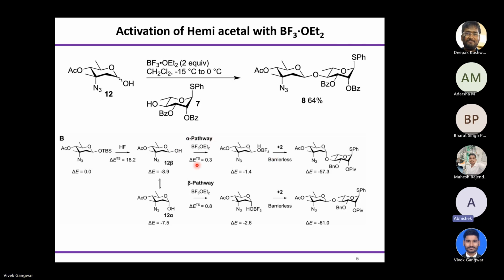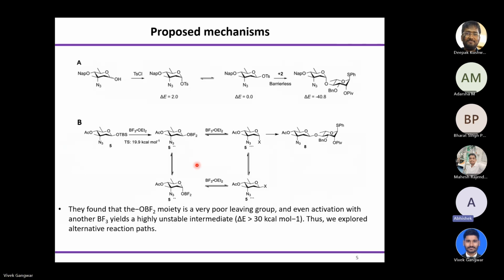Go back a slide. Here, if you see compound number five, did they first deprotect by HF and then go for BF3 etherate, or did he directly go to BF3 etherate? I'm asking, is BF3 directly used to deprotect this one? BF3 gives F to this one and the O attacks on this. That's why this BF2 is forming.